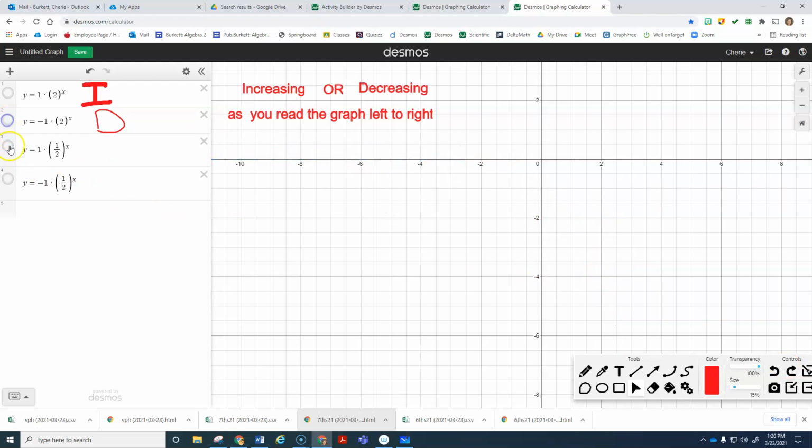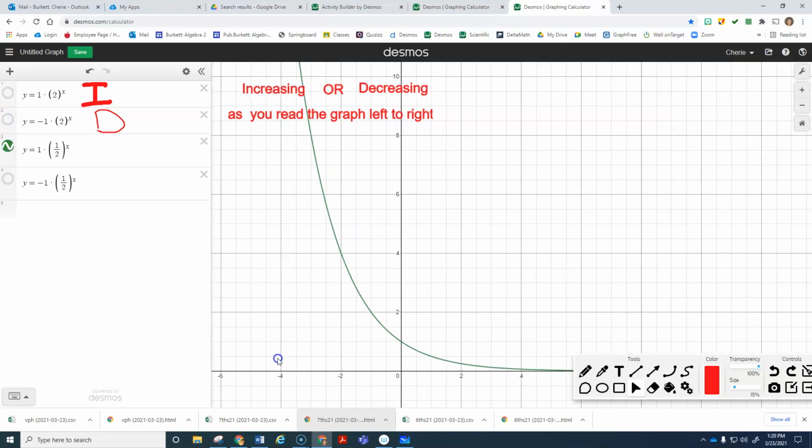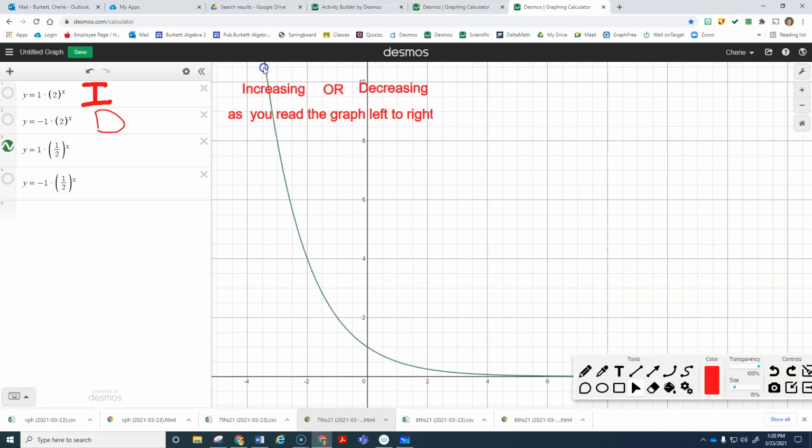Okay, turn the blue one off, turn the green one on, and again, you have to start over here on the left side. I click somewhere on the left side, and then I drag my cursor toward the right, and I am seeing that my Y values are getting smaller. So this is another example of decreasing.